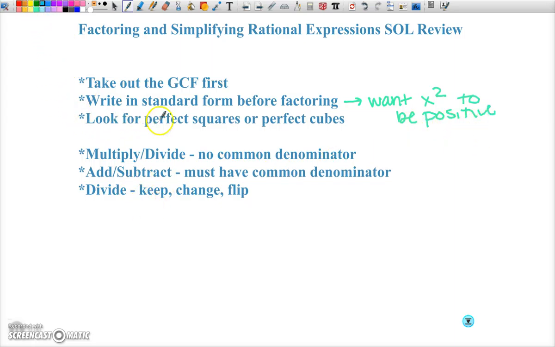You want to look for perfect squares or perfect cubes. And then when we get into the rational expressions, if you're multiplying or dividing, you don't need a common denominator. Adding or subtracting, you have to have a common denominator. And then remember that to divide, you do your keep, change, flip because it means to multiply by the reciprocal.